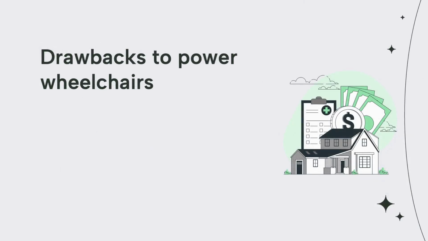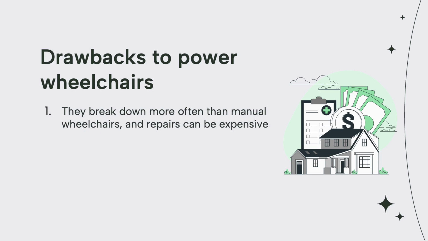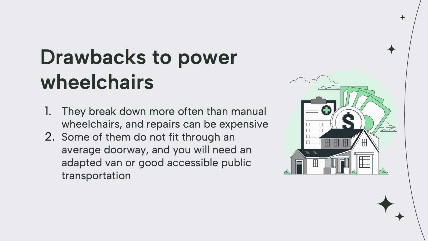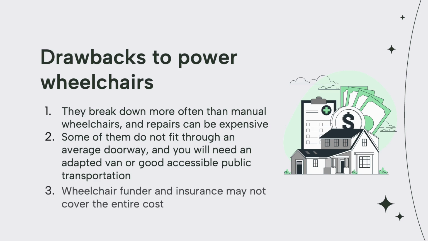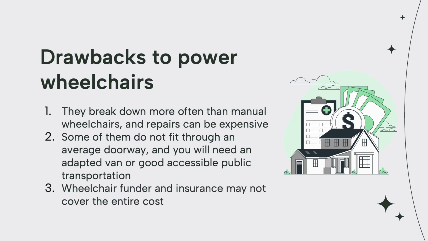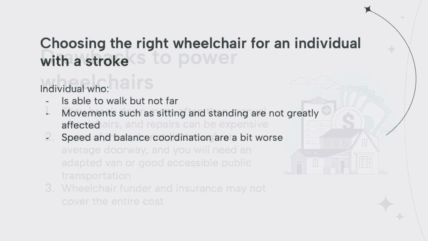Although power wheelchairs are a great option for some, it is important to note a few drawbacks to these. First, they break down more often than manual wheelchairs, and their repairs can be expensive. Second, some of them do not fit through an average doorway, and you will need an adapted van or good accessible public transportation to move around. And lastly, your wheelchair funder and insurance may not cover the entire cost of the wheelchair and components.